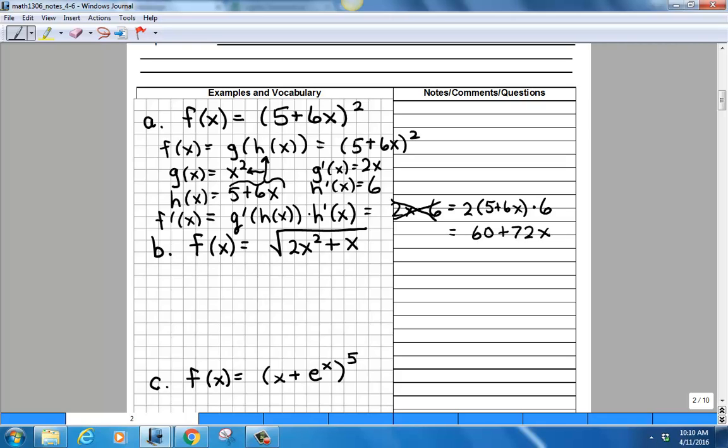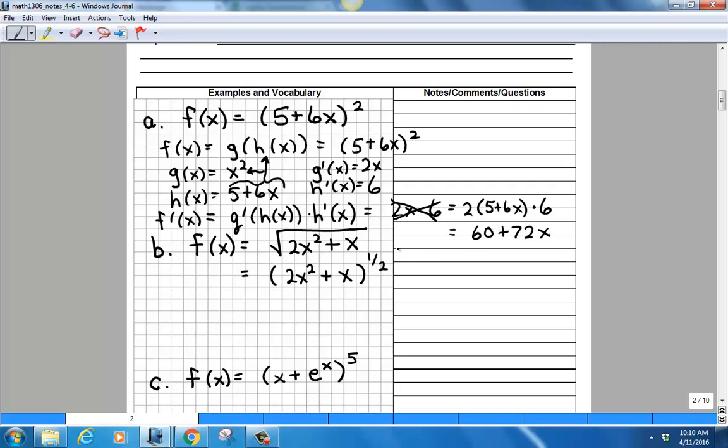So how do we write square root as a fractional exponent? It's the 1/2 power, right? So I'm going to rewrite this formula for f. All I'm doing is rewriting it, so I'm not doing anything fancy here. I'm just going to rewrite that square root as the 1/2 power. So instead of square root of 2x squared plus x, let's write that as 2x squared plus x to the 1/2 power. That means exactly the same thing.